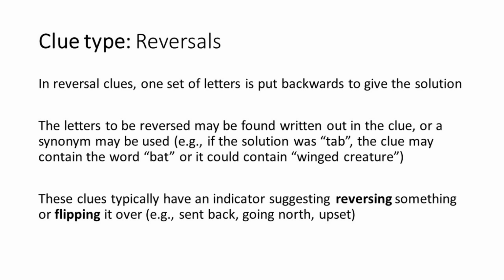Indicators could be anything suggesting reversing something or flipping it, like sent back, going north, upset. For example, backwards boy is hooligan, gives you yob, with backwards indicating that you flip boy over to give you yob, another word for hooligan.